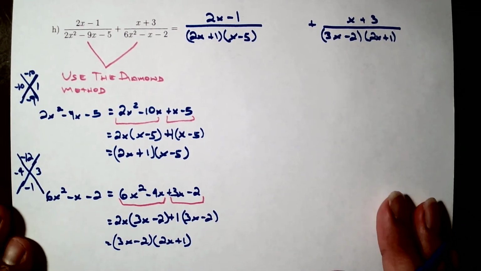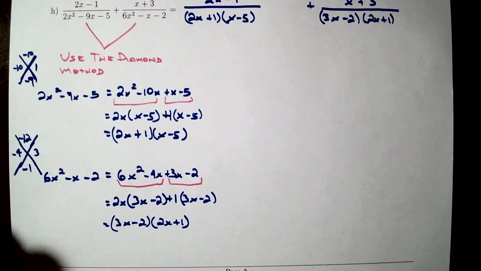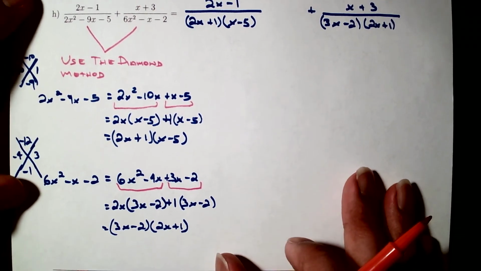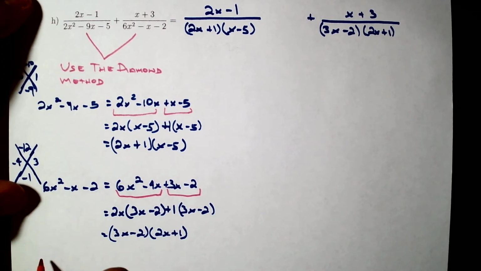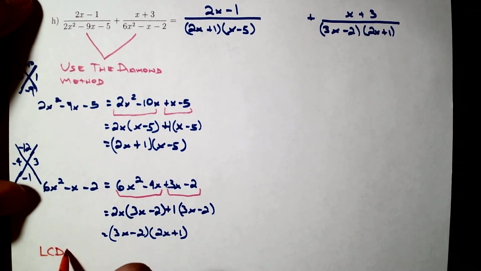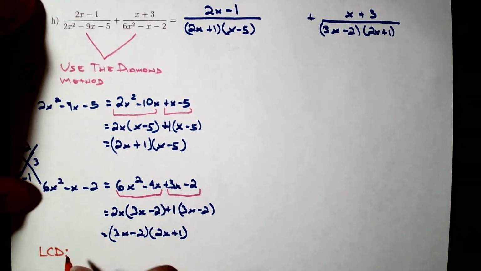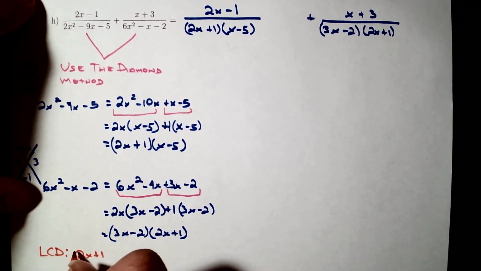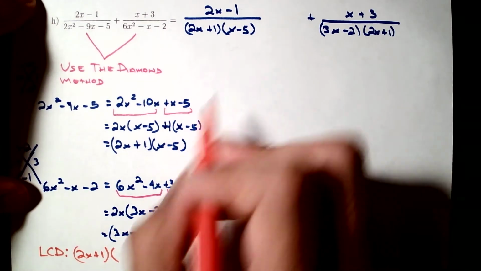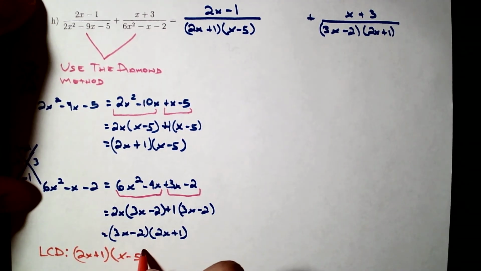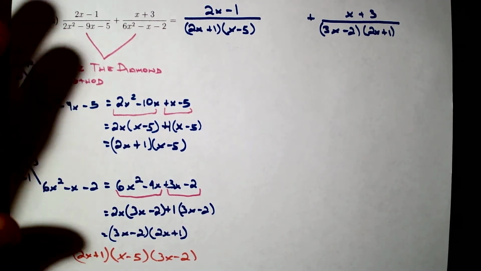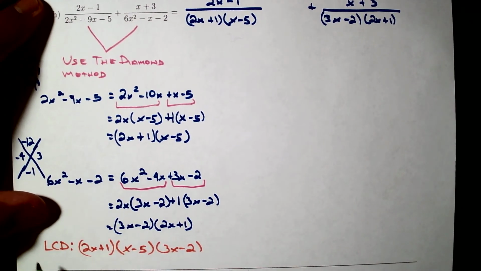Alright, we need to find the LCD for this one. I'm going to write it below. The LCD will be all the different factors that we see, in this case 2x plus 1, x minus 5, 3x minus 2, 2x plus 1. Well, I already wrote it here, so we need to write it only once. So that's our LCD.